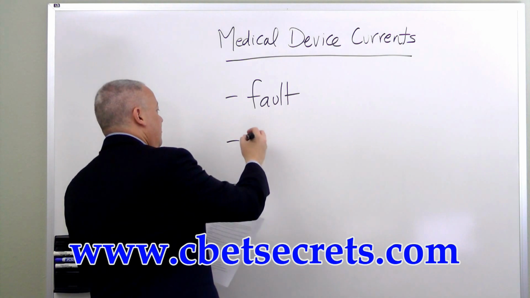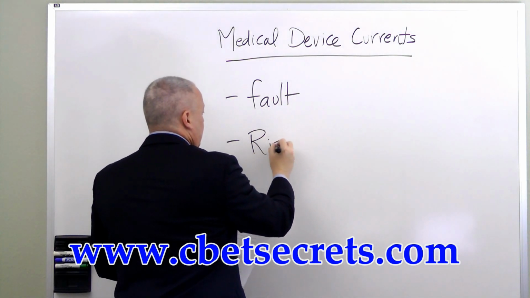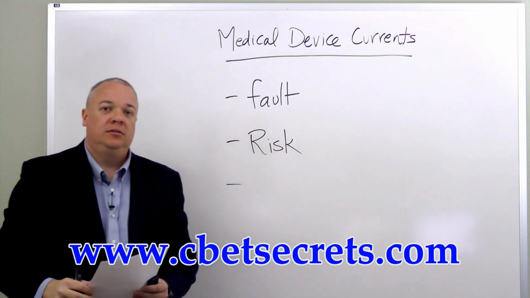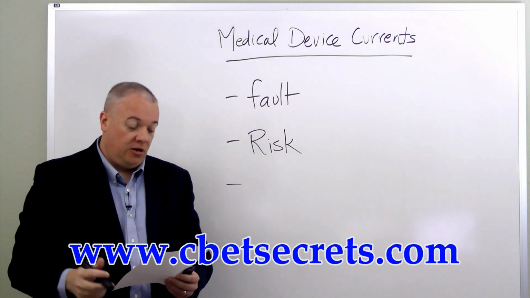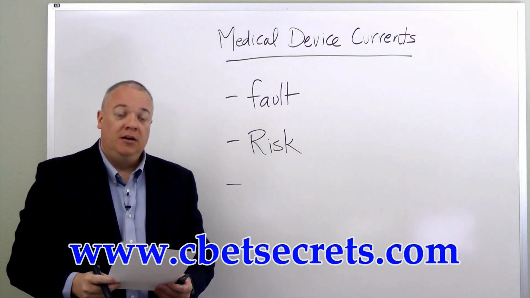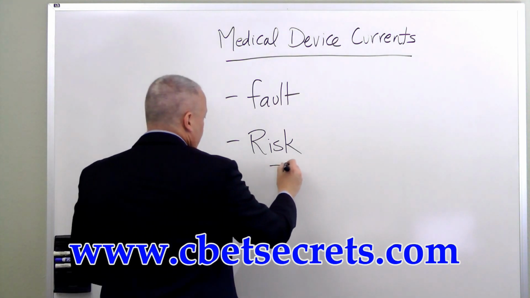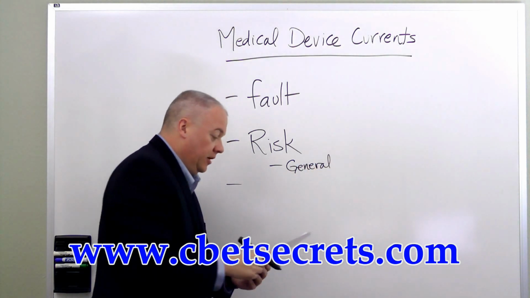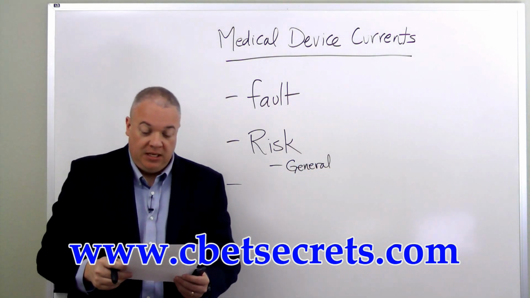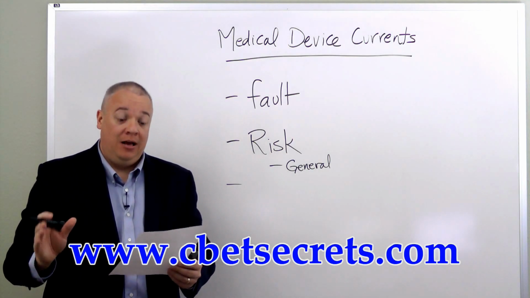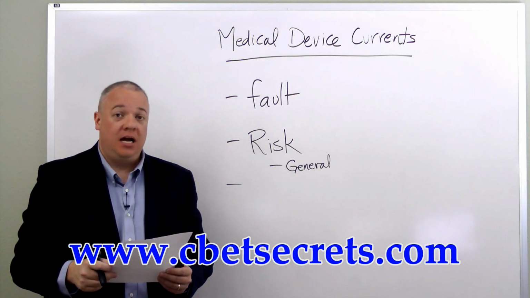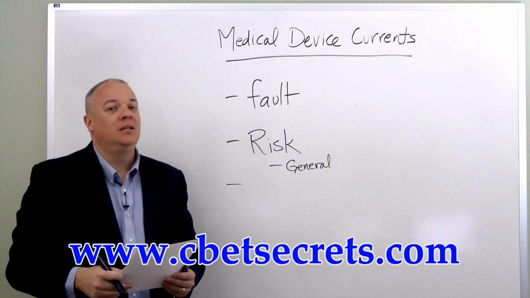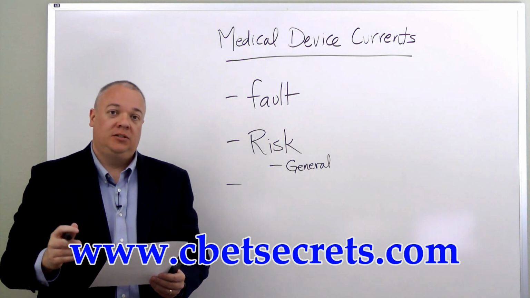Second, we want to talk about risk current. Now, this would be normal flow of current through the medical device, and risk current comes in at least a couple of different forms. There is general. General risk current occurs when a device is working normally and not connected to any other devices, and it is not grounded. No ground, not connected to other devices, but working normally. This would be considered general risk current.